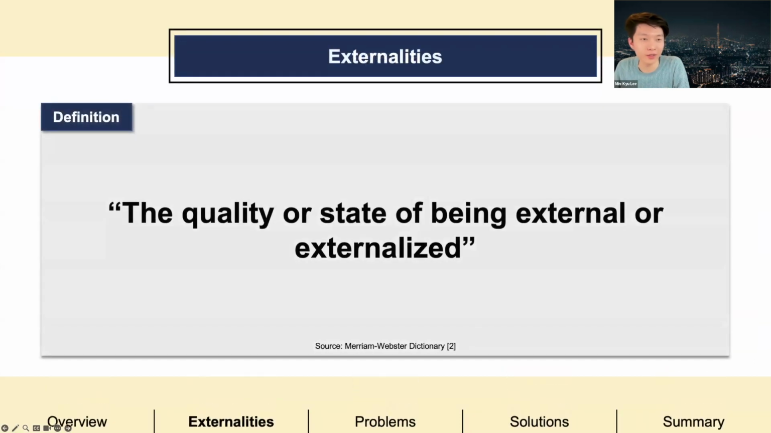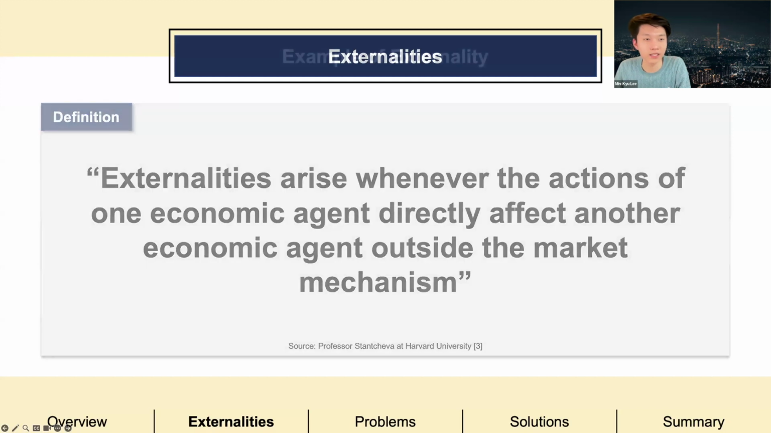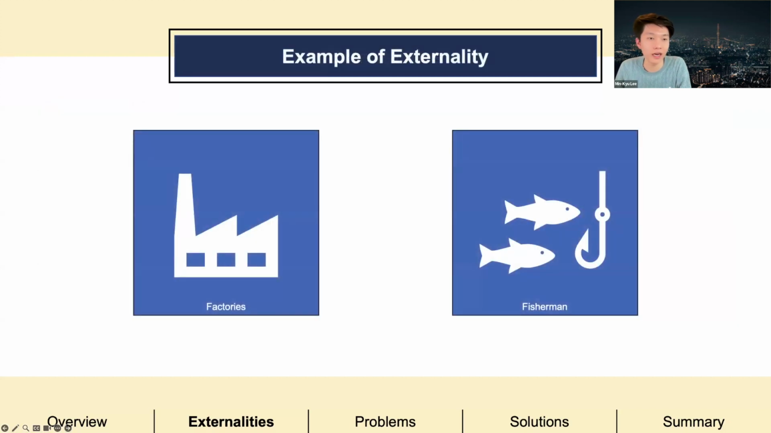Well, according to Merriam-Webster dictionary, an externality is the quality or state of being external or externalized. Not a very useful definition. Let's try another one. So according to Harvard, externalities arise whenever the actions of one economic agent directly affects another economic agent outside the market mechanisms. That's a much better definition, but of course, like with all things in economics, it's a lot easier to understand this with an example.